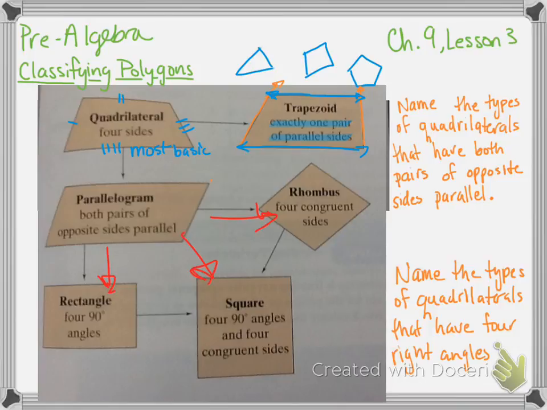Next question. Name the types of quadrilaterals that have 4 right angles. Well, there's only 2 of them. The only 2 that have 4 right angles are rectangles and squares.